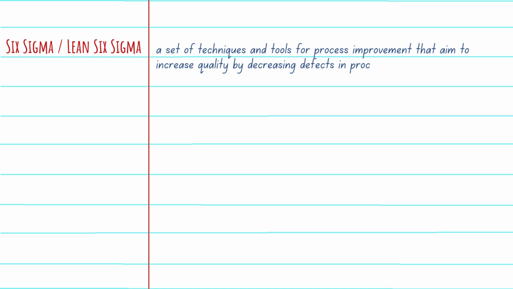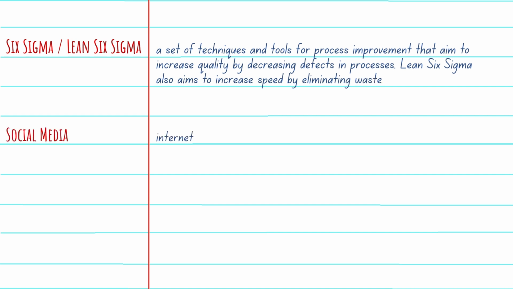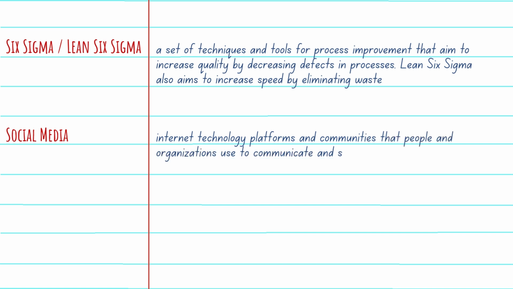Six Sigma or Lean Six Sigma is a set of techniques and tools for process improvement that aim to increase quality by decreasing defects in processes. Lean Six Sigma also aims to increase speed by eliminating waste. Social media is internet technology platforms and communities that people and organizations use to communicate and share information, opinions, and resources.